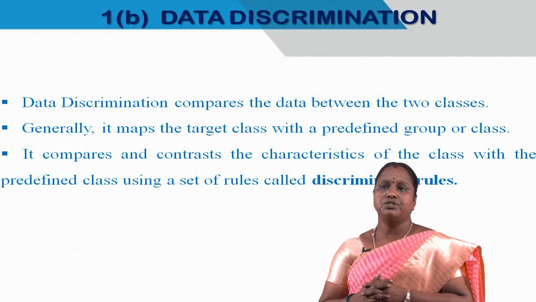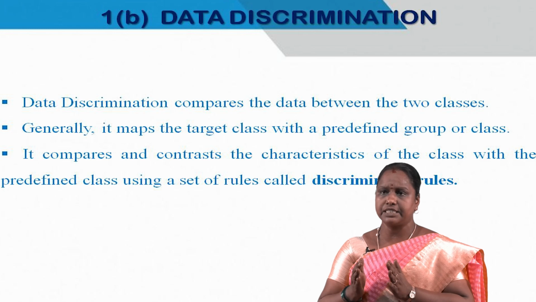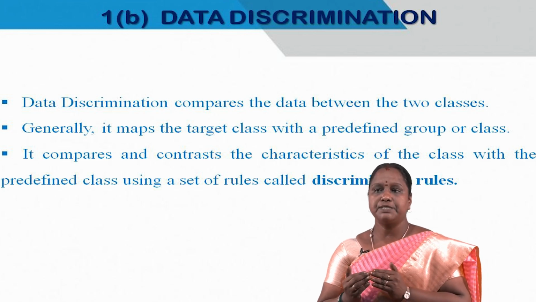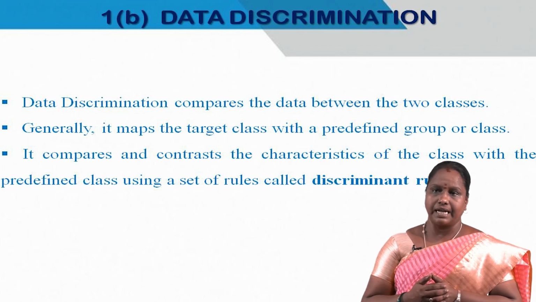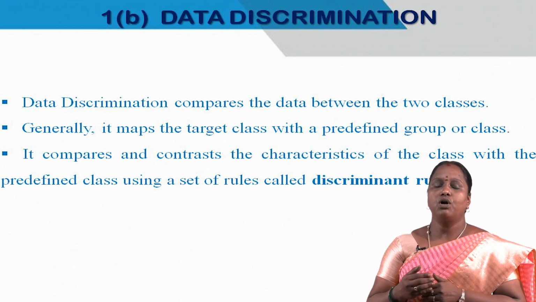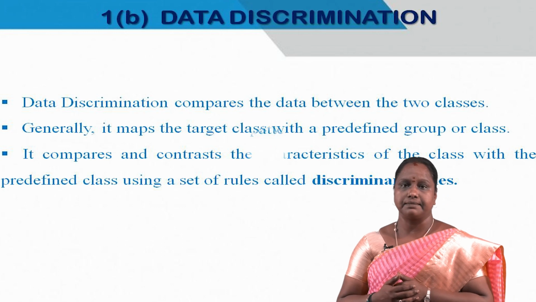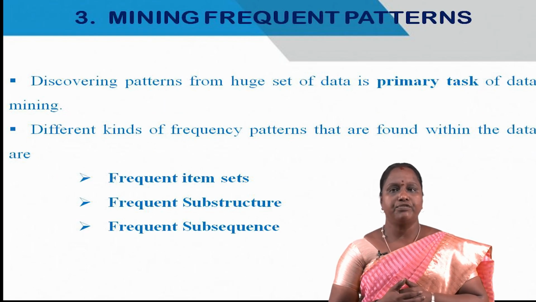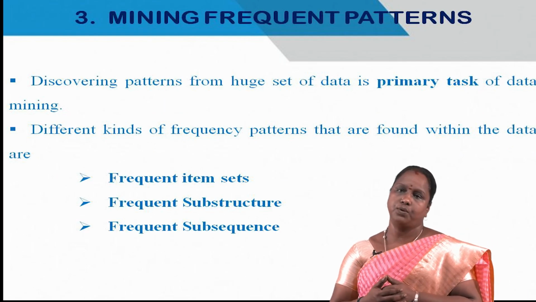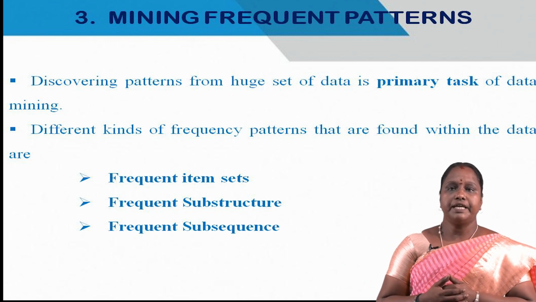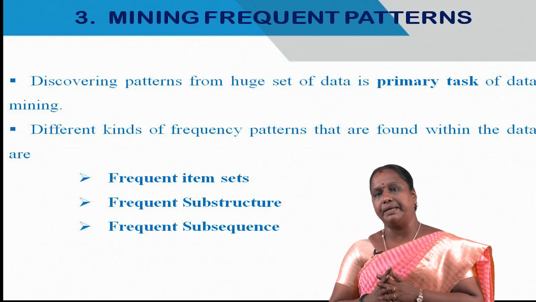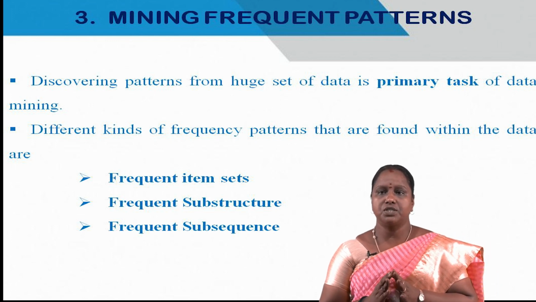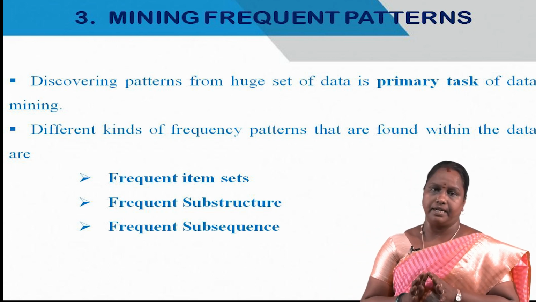So, discrimination is used to separate distinct sets of data based on the disparity of the attribute values. It is a comparison of features of a class with the features of one or more contrasting classes. Next one is mining frequent patterns, associations and correlations. Discovering patterns from a huge set of data is the primary task of data mining. The most frequent patterns are those that are most common in data.